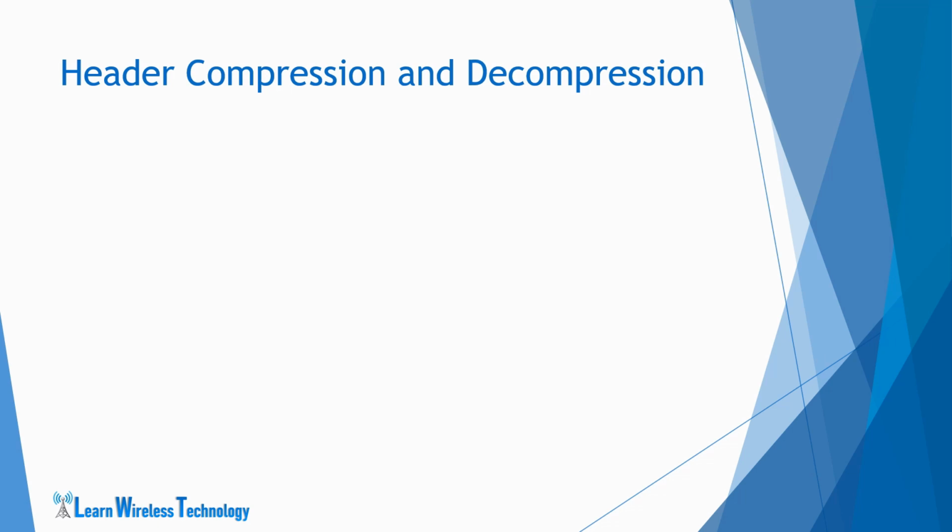Now let's look at some of the important PDCP procedures in more detail. Let's start with header compression and decompression. As mentioned earlier, the header compression protocol is based on ROHC, that is, Robust Header Compression technique. It is an algorithm to compress the header of IP packets received from application and IP layer.